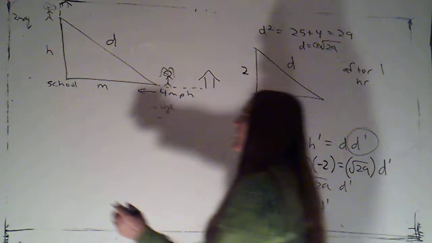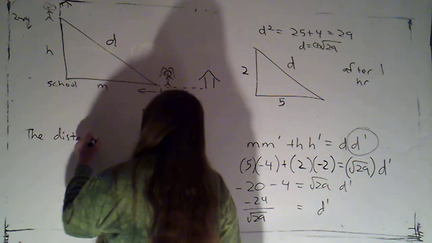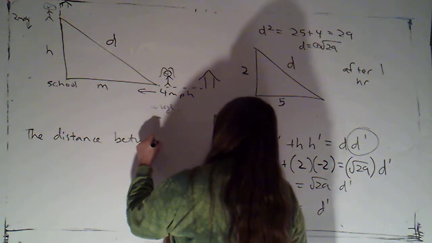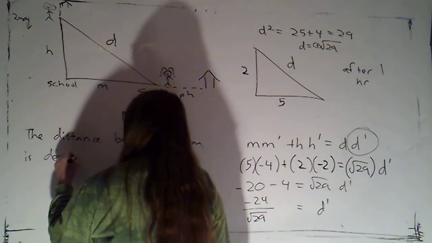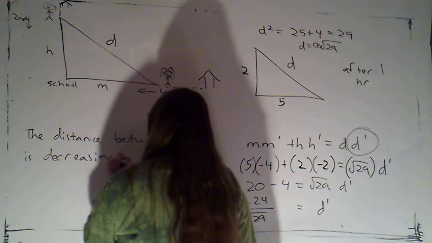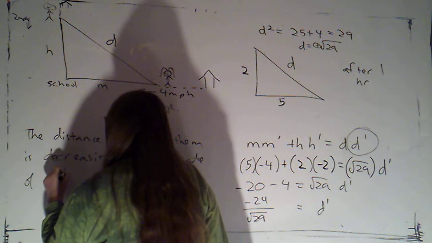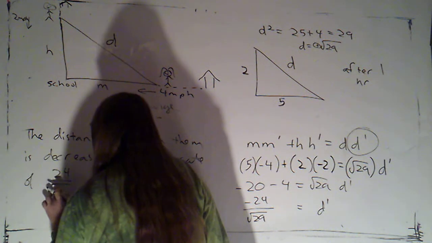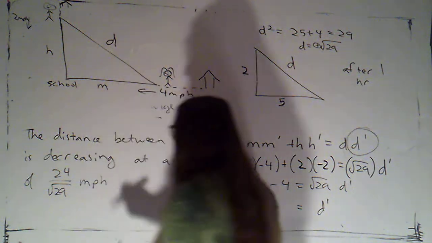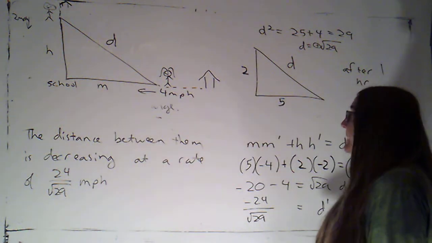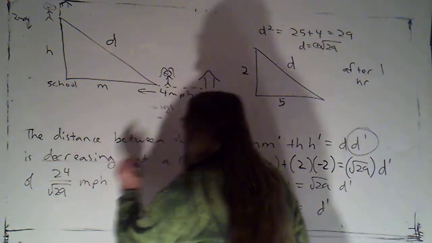Okay. So I'm going to say the distance between them is decreasing at a rate of 24 over root 29 miles per hour. Now, what happened to the negative sign? It became the word decreasing.